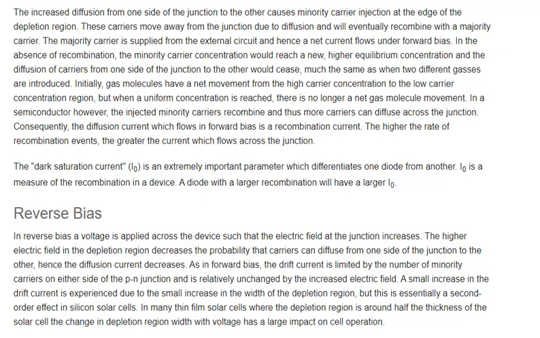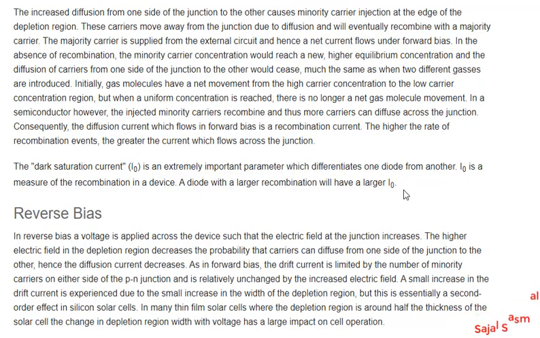Reverse bias. In reverse bias a voltage is applied across the device such that the electric field at the junction increases. The higher electric field in the depletion region decreases the probability that carriers can diffuse from one side of the junction to the other, hence the diffusion current decreases. As in forward bias, the drift current is limited by the number of minority carriers on either side of the PN junction and is relatively unchanged by the increased electric field. A small increase in the drift current is experienced due to the small increase in the width of the depletion region, but this is essentially a second-order effect in silicon solar cells.